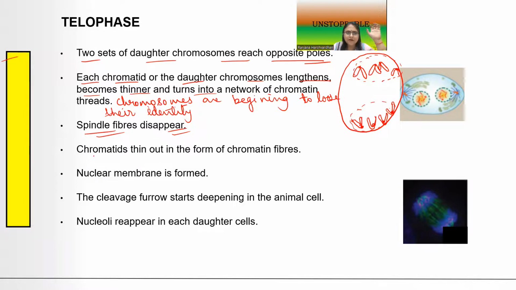ठीक है. Chromatids thin out in the form of chromatin fibers. Chromatids या chromosomes जो हैं वो अब खुल जाएंगे and they will once again become chromatin network or reticulum or fiber. ठीक है. We said in the prophase that nuclear membrane गायब हो गया था, so that the dissolution of the nuclear membrane allowed for the space for the chromosomes and the spindle fibers to move freely within the cell.